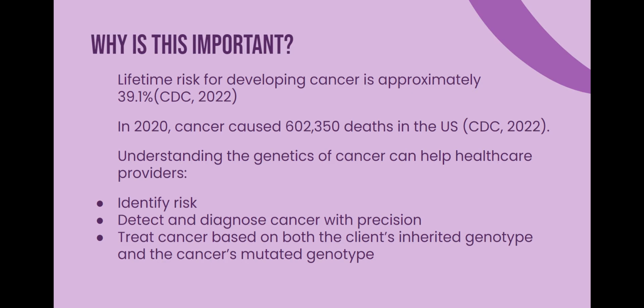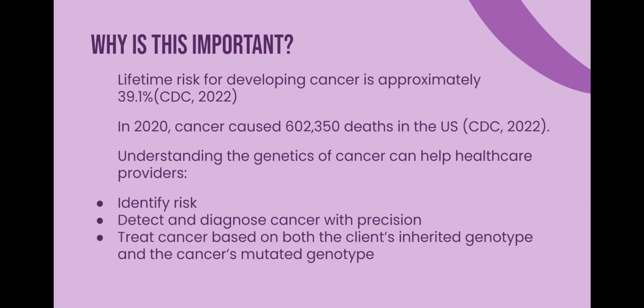Understanding how genetics is involved in cancer helps healthcare providers identify individuals at risk for developing cancers, and it helps us detect and diagnose cancer with precision. The earlier the better. Cancer is a race against time. As those cells begin to rapidly multiply and become more abnormal and more invasive, we lose our advantage in treating it. So identifying risk and detecting early is our best bet for a healthy outcome for that person.